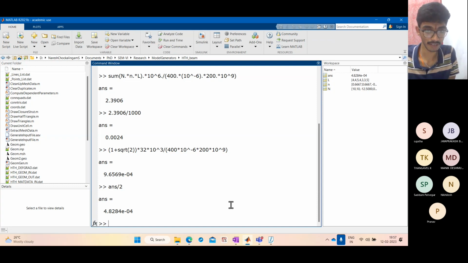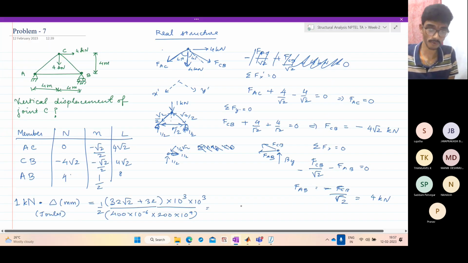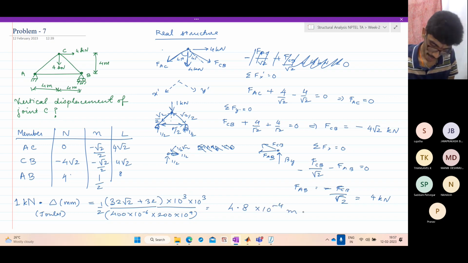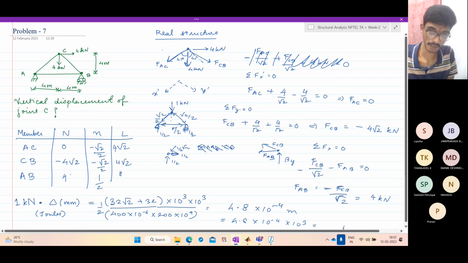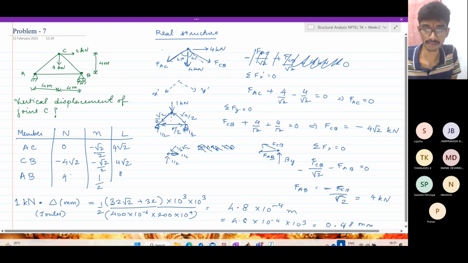You need to get it to mm. So it is 4.8 into 10 power minus 4 meters. So this is 4.8 into 10 power minus 4 into 10 power 3, which is 0.48 mm. So that is the answer.